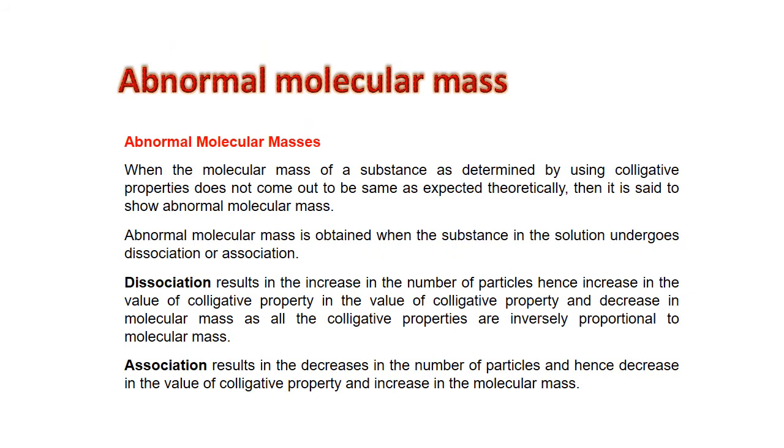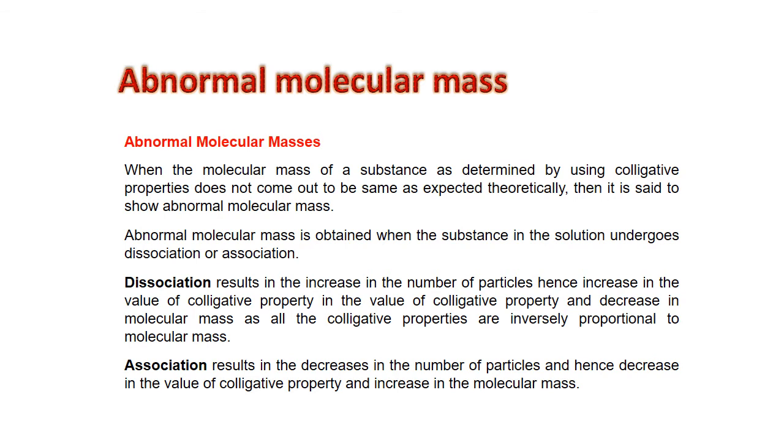Now, one new topic is the abnormal molecular mass. Abnormal molecular mass means when we find out the molecular mass based on the colligative properties using their formulas, it comes different from the actual molecular mass of the compound. That is known as abnormal molecular mass. Abnormal molecular mass क्यों मिलता है?